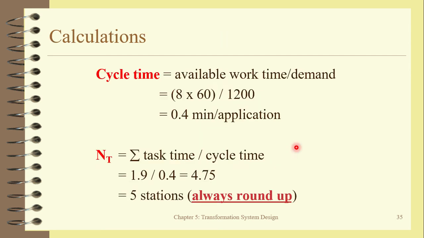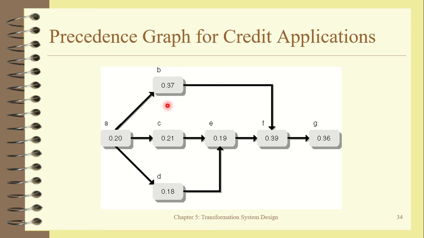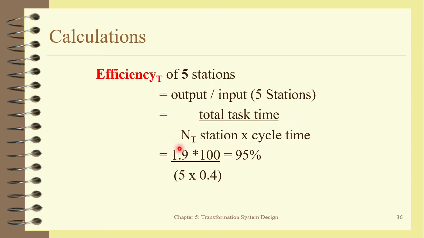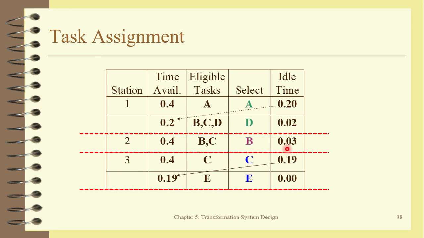So the remaining time is 0.03. And the eligible task, now delete this one, delete this one, E cannot be started, F cannot be started, right? The eligible task is just C, but the task time of C is more than the available workstation time. So you cannot put any more tasks in workstation number 2. So you close workstation number 2, and then open a new workstation, that is workstation number 3.